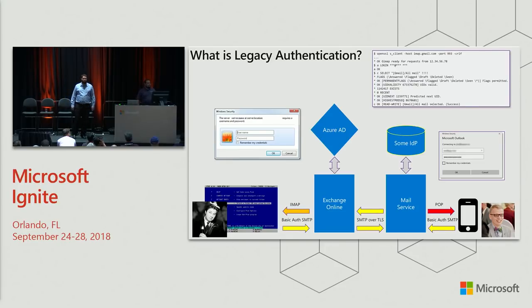That's it. All Exchange can do is say yes or no to the mail. It can only say 401 or here's your mail. Those are the two options that the protocol allows it to say back to the client. So that is the general problem of legacy auth.